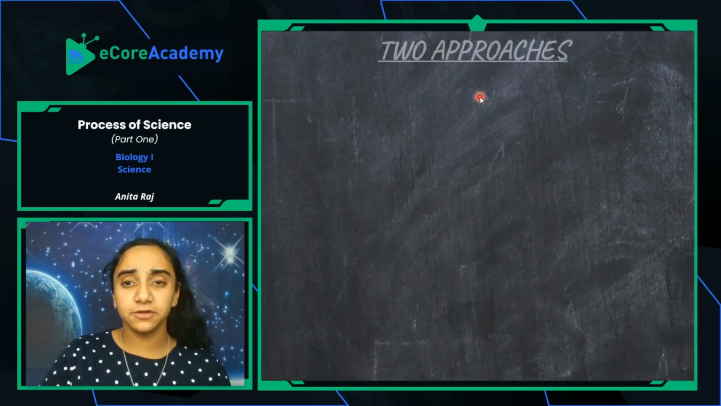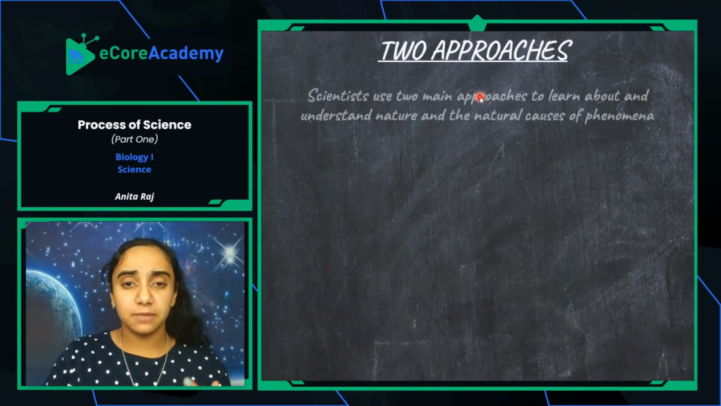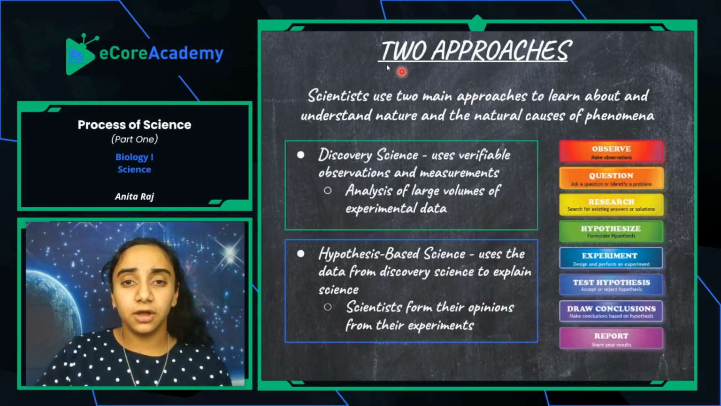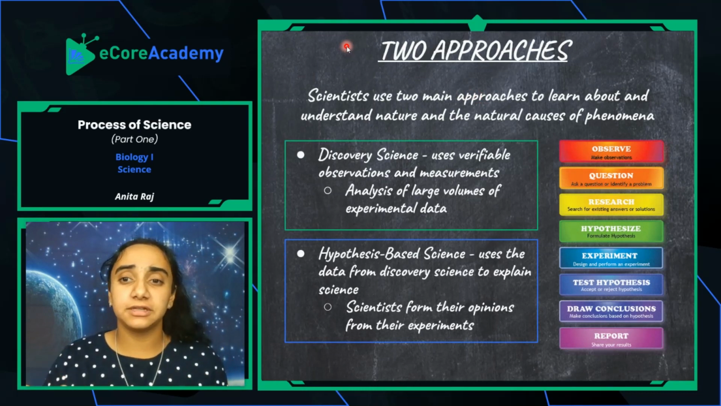Okay, so let's get right into the first slide. First, I want to describe 2 approaches that scientists take to science in general. So, obviously, science is trying to find reason for natural phenomena that is occurring around us.